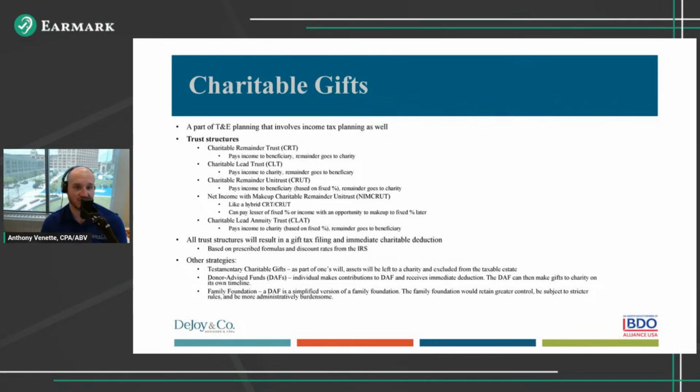We have the charitable remainder trust, right? The way that works is it'll pay income to a beneficiary, that would be a child or dependent family member, and the remainder would then go to charity. So over the lifetime of the CRT, all the income goes to the beneficiary, and at the end of the trust life, the remainder would go over to charity.